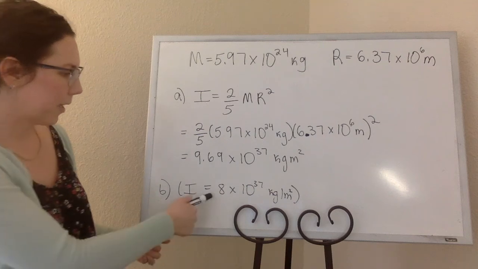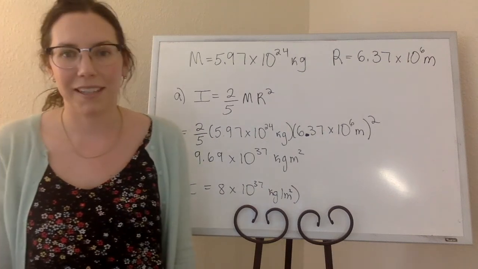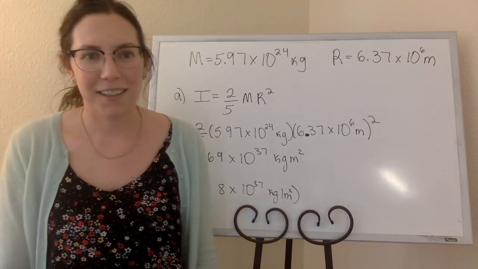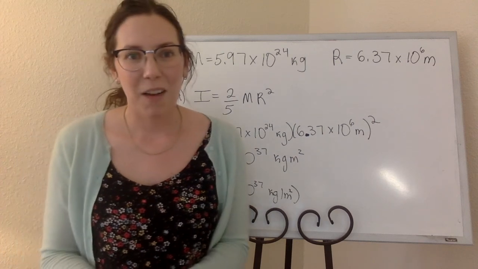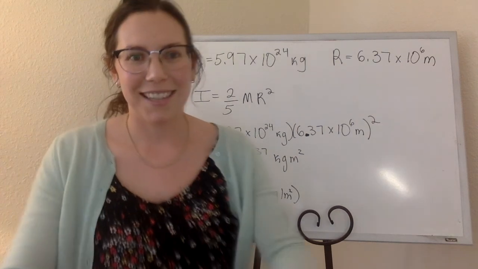You can look it up. It's about 8 times 10 to the 37 kilogram meter squared. So that's kind of interesting. Okay, we'll look at using some of these expressions in the next section.